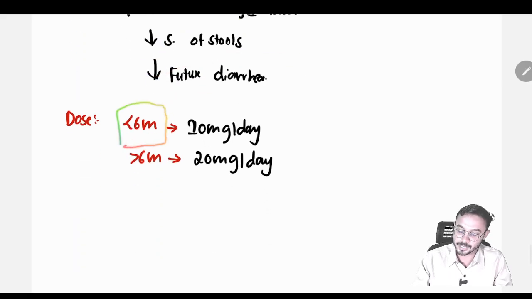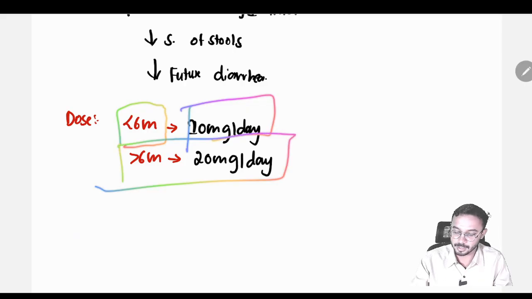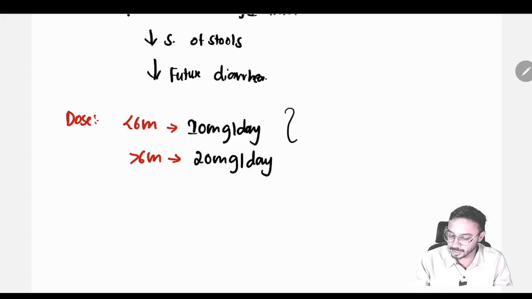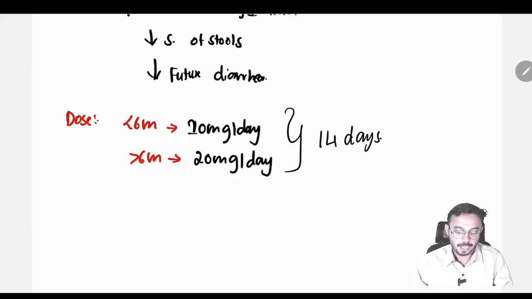And dosage, very important. In less than 6 months, 10 mg per day. If it is greater than 6 months, 20 mg per day. So for how many days are you going to give the zinc? For 14 days. Okay. And this is about diarrhea.